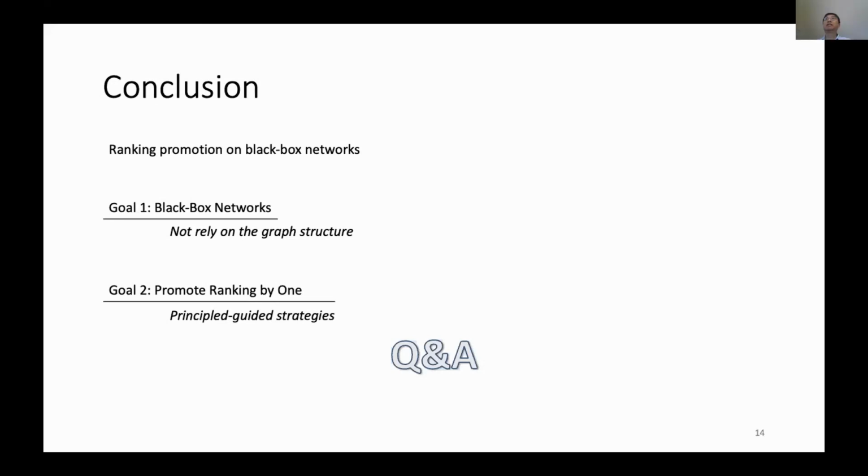Yes, please go ahead. So in this ranking enhancement, does it matter if some nodes other than the target node have their relative ranking changed? Does it matter? That's a good question. Actually, we do not care about whether their ranking will be improved or not. Our purpose is to ensure the ranking of the target node will be improved. Okay, so only the target node, right? Yeah.